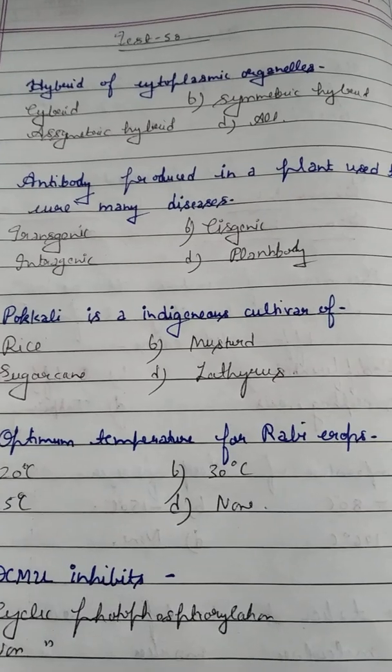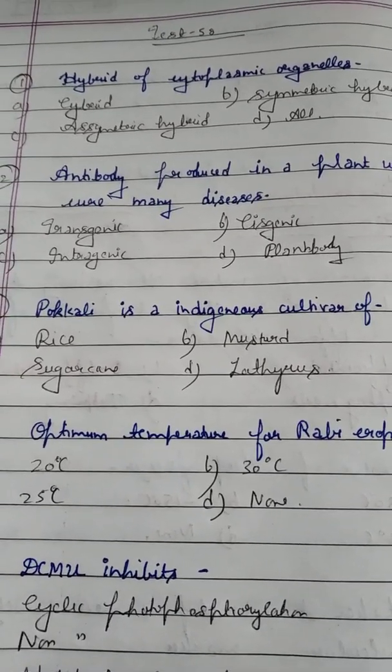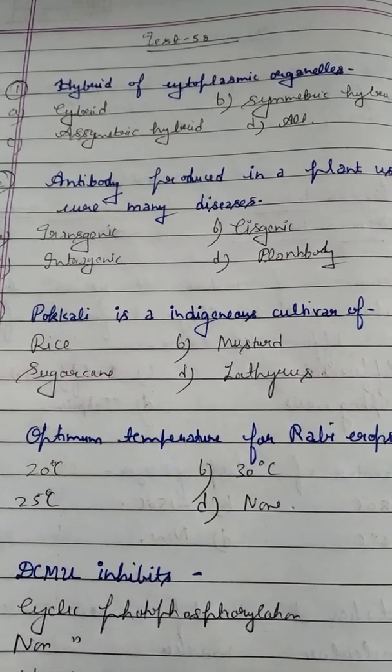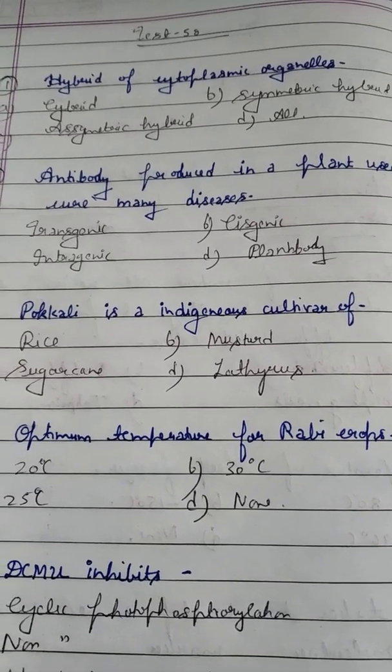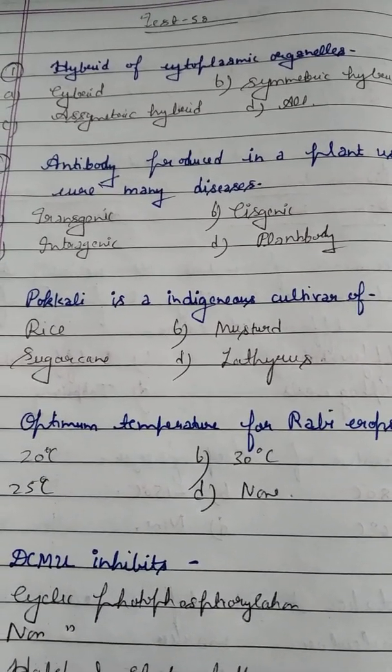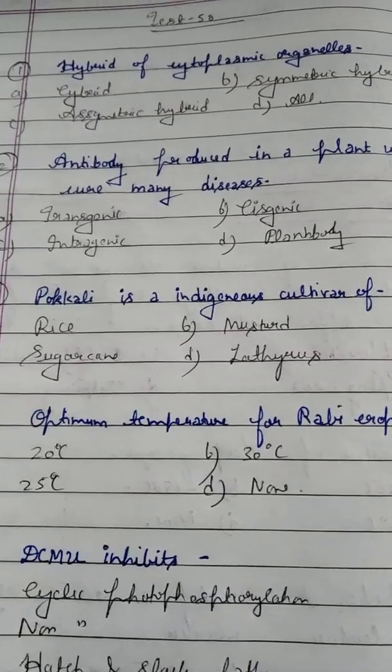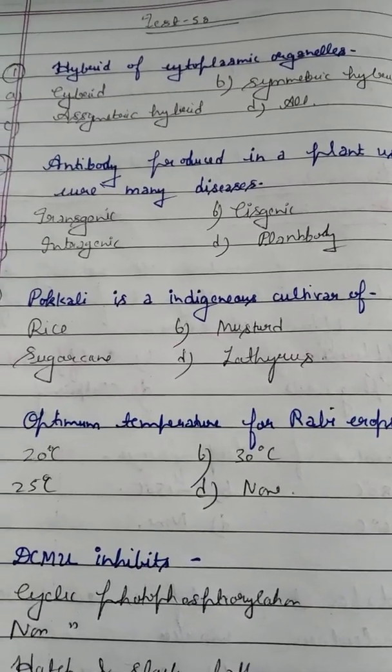Hybrid of cytoplasmic organelle is called. You have to tell what this hybrid is known as. If we produce a hybrid of cytoplasmic organelle, what is this known as? Option A, hybrid. Option B, symmetric hybrid. Option C, asymmetric hybrid. Option D, all.